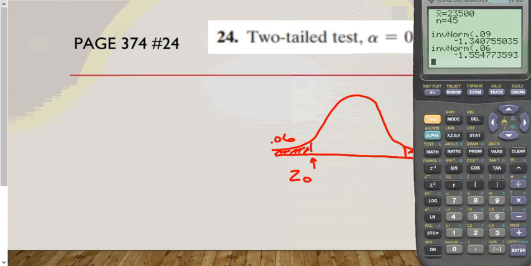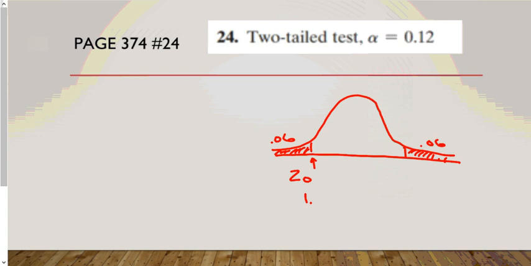Now, because this is symmetric, I know that the top part is a positive 1.55 as well. So this is 1.55 negative, and this one would be positive 1.55. Okay, so our z naught, if you will, would be negative 1.55 and positive 1.55. So that's our critical value.